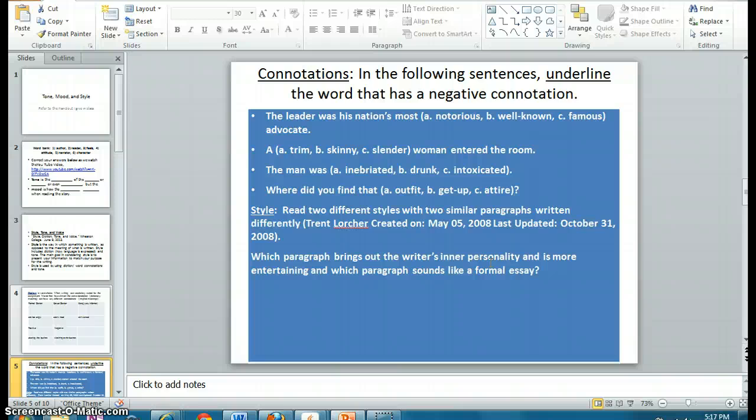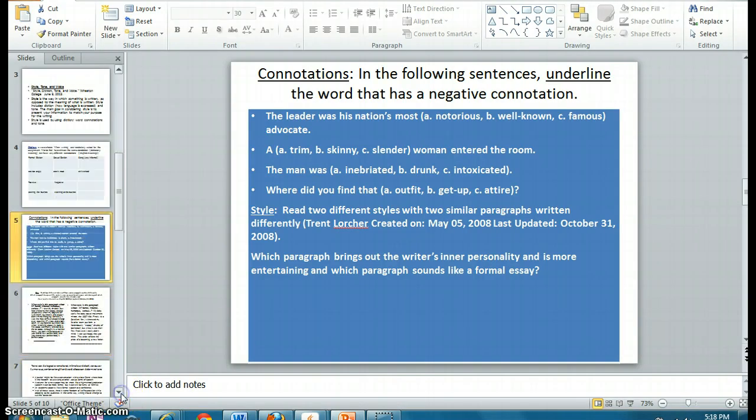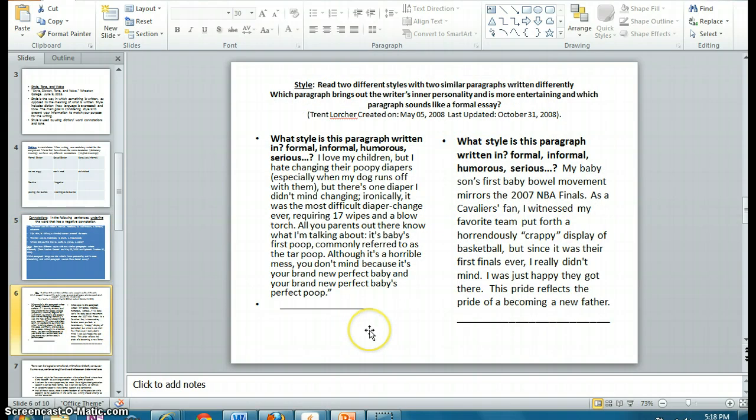Let's go to that one. And again, I'm still on page 2. I'm on page 2 in your packet. Here it is. Okay, right here. What style is this paragraph written in?